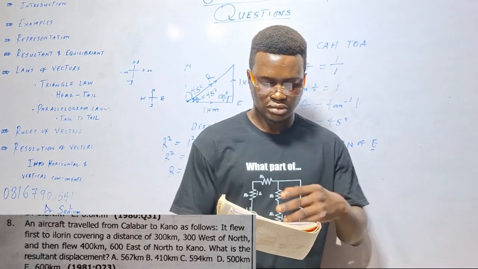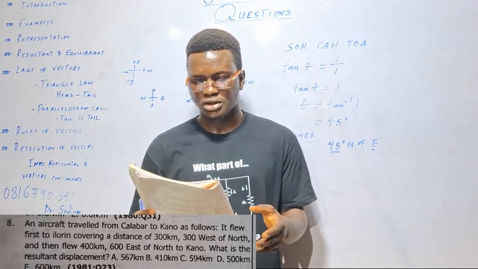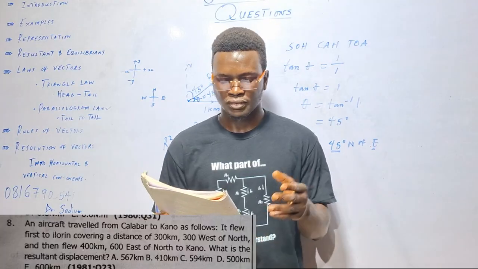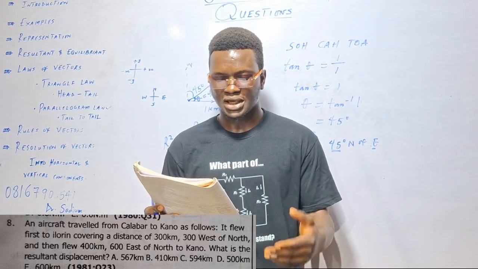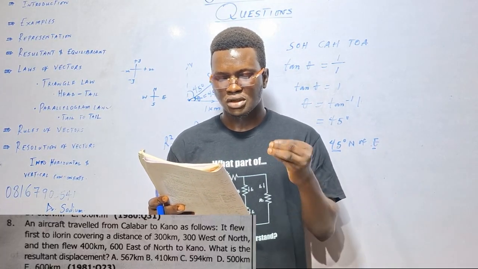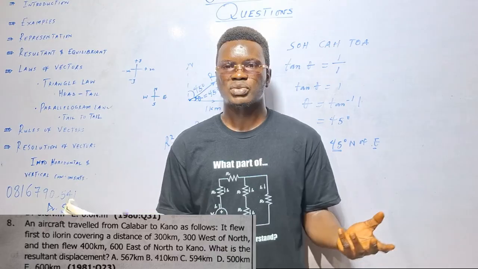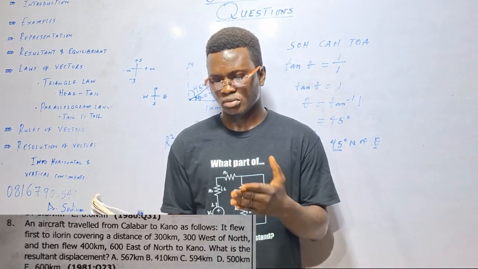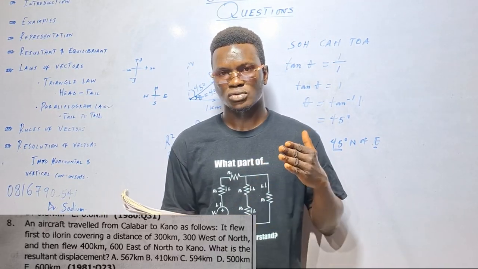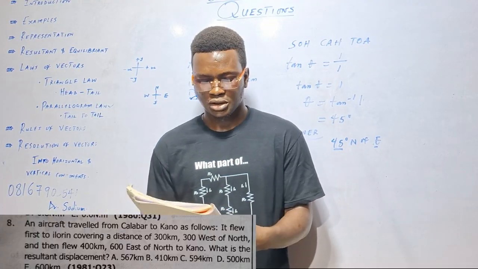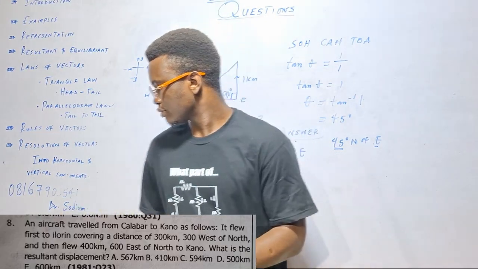So let's go on. Let me just read the question through. 30 degrees west of north, that means the angle is to the north. And then flew 400 kilometers 60 degrees east of north to Kano. What is the resultant displacement? Just like what I just finished solving, but the difference here is that you have to draw the way the movement is, the bearing. So let's see how it goes.